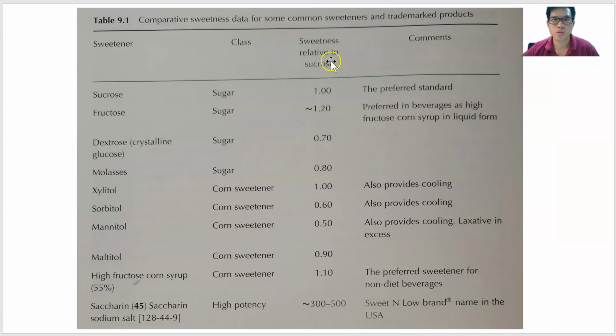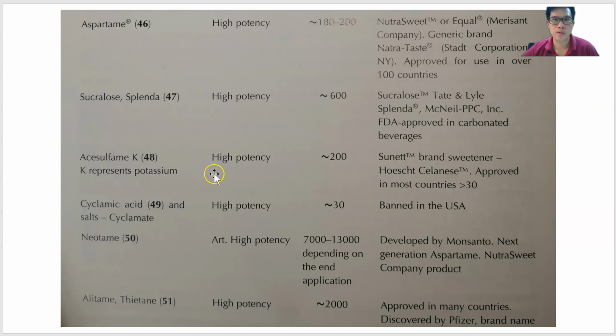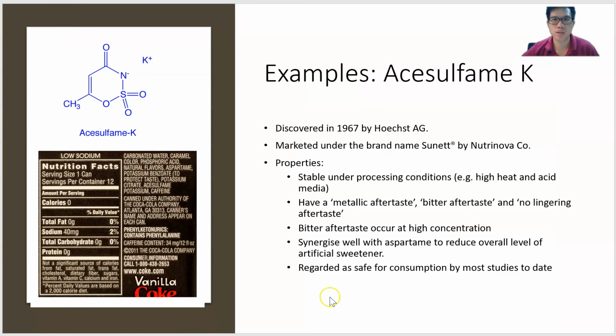You can see the sweetness level relative to sugar here is only 1, while here it is more than 200. So you do not need to use a lot, and you can get rid of the bitter aftertaste if your concentration is not that high. This synergizes well with aspartame to reduce the overall level of artificial sweeteners.